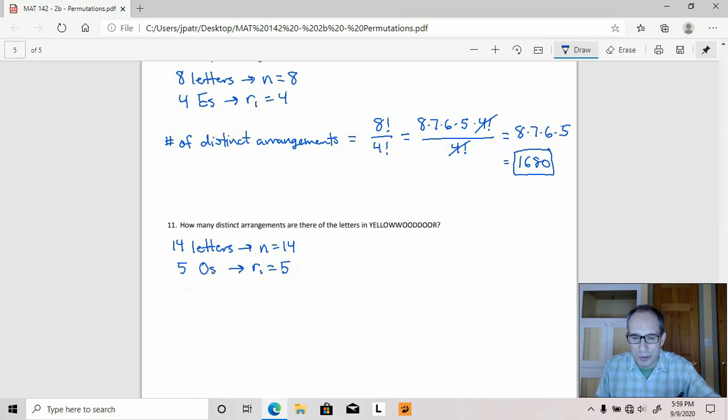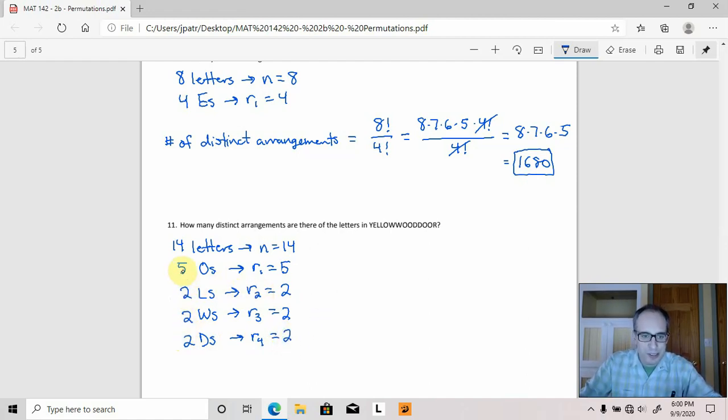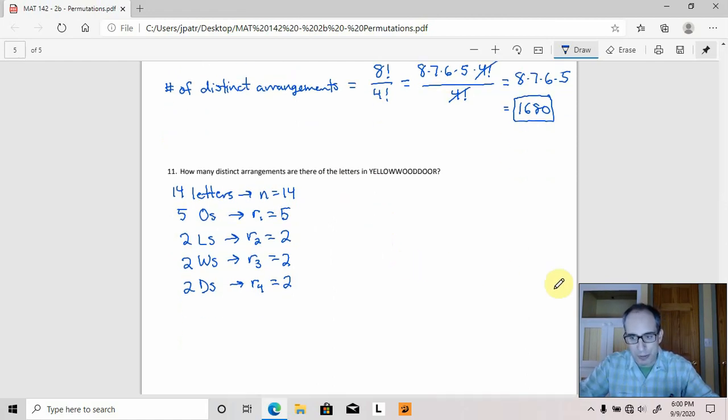Let's see, there are 2 L's, 2 W's, 2 D's. All right, so 2 L's, that would mean that R2 would be 2. 2 W's, that would mean that R3 is also 2. And then 2 D's, that would mean that R4 is also going to be 2. And that's it, right? Because if you add these up, that's 6 plus 5, that's 11. So there are 3 other letters, but they only show up once. So the Y, the E, and the R are only showing up one time, so we don't have to worry about them. Okay. But then the number of distinct arrangements, I think I can squeeze this in here.